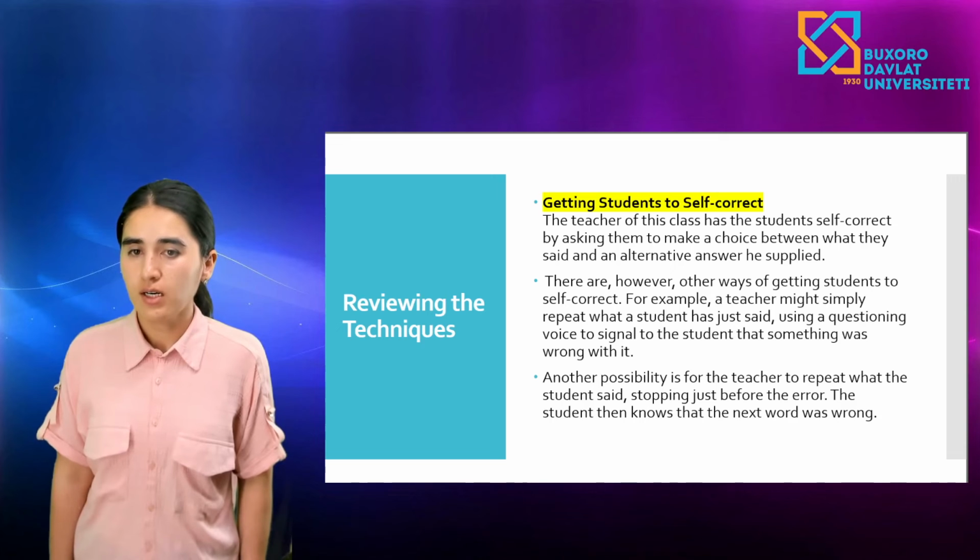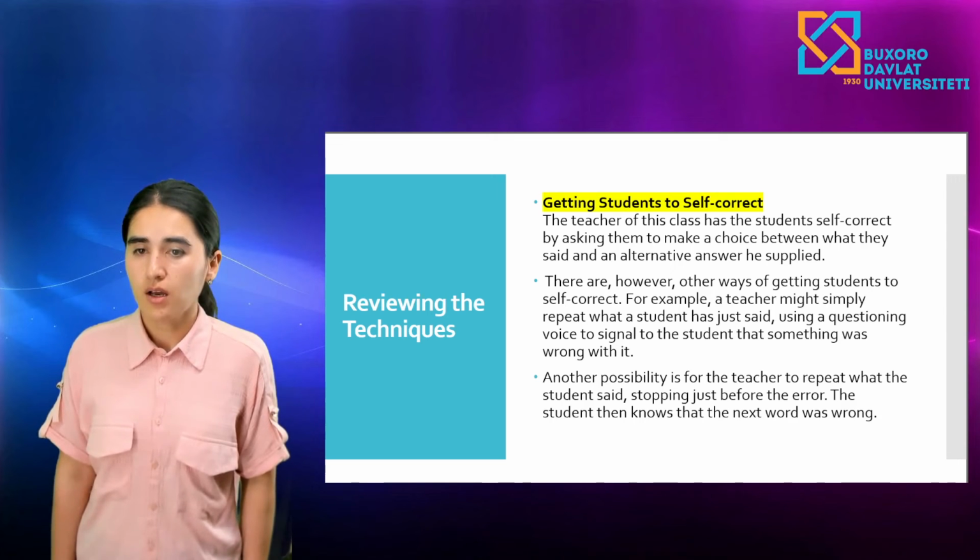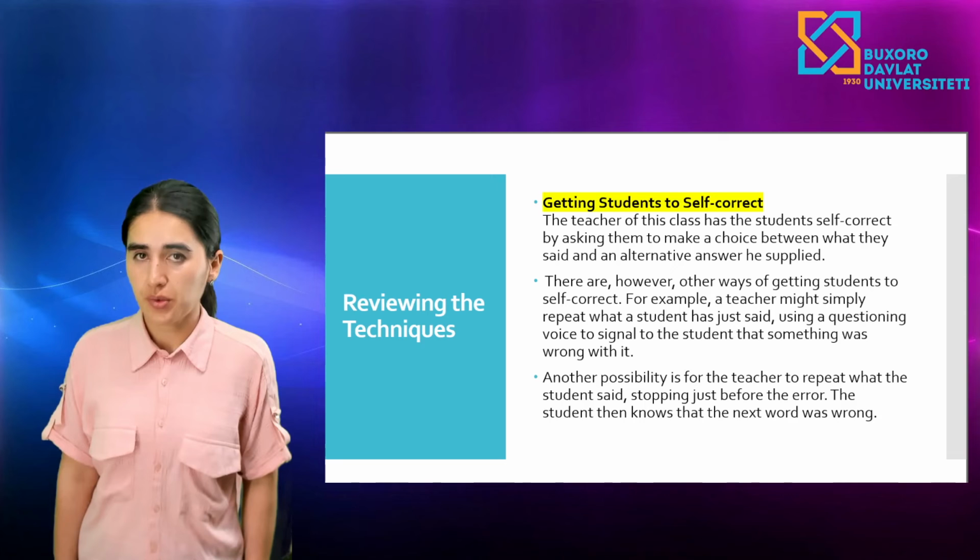There are, however, other ways of getting students to self-correct: repeating what a student has just said, using a questioning voice to signal to students that something was wrong with it. Another possibility is for the teacher to repeat what the student said, stopping just before the error. The student then knows that the next word has gone wrong.